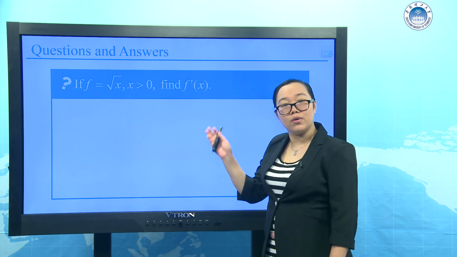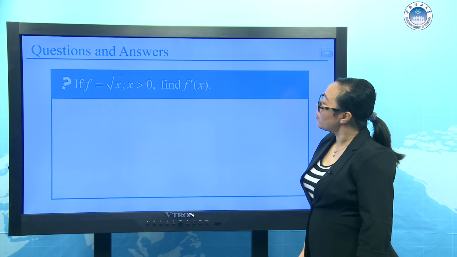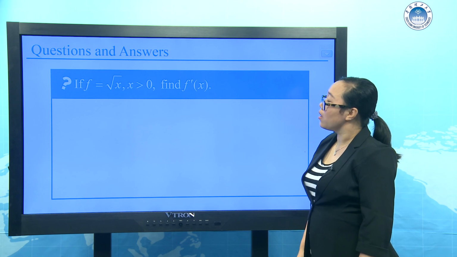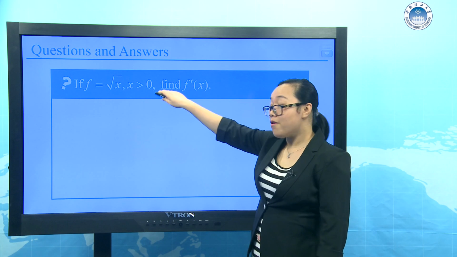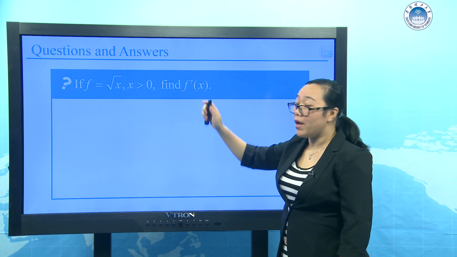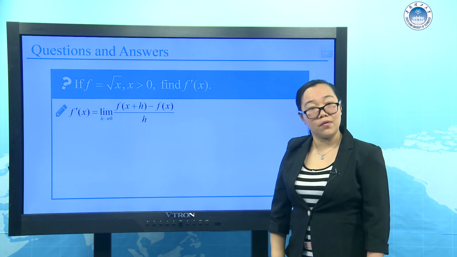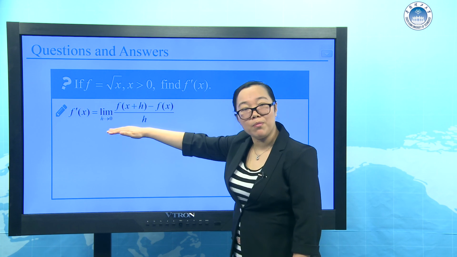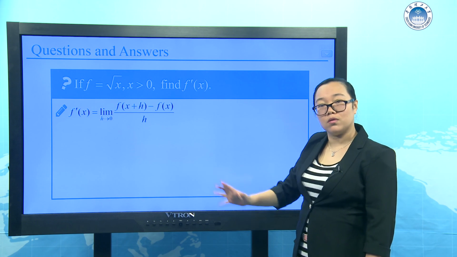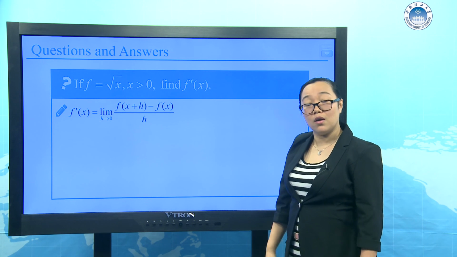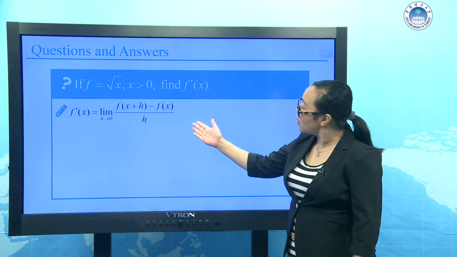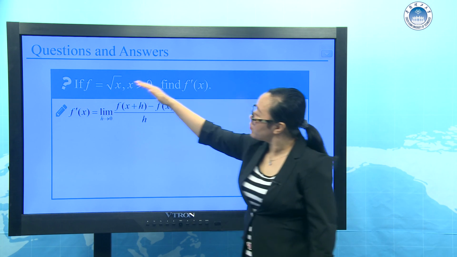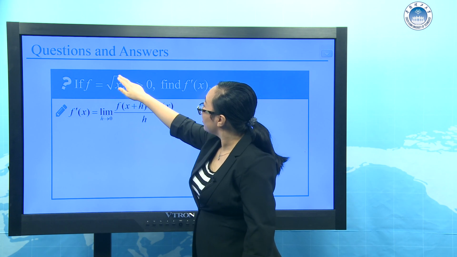Now look at this question. If f(x) equals square root x, x of course is a positive number, try to find f prime x. According to the definition, yes, always remember the definition. It's useful in this class, okay? Of course, it's useful for future study. Now look at this. f(x). Yes, here. f equals square root x.